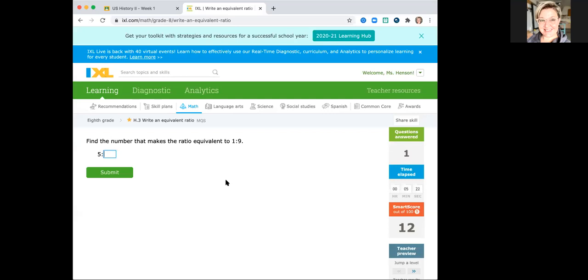Same thing. If I was going to do this in my head, they've made this one nice because the first number is 1. Anytime it's 1, you just look at this number. You need to multiply 1 by 5 to get this number, so we can hold that in our head. Then all we need to do is multiply 9 times 5 to get the next number, and that's going to be 45.